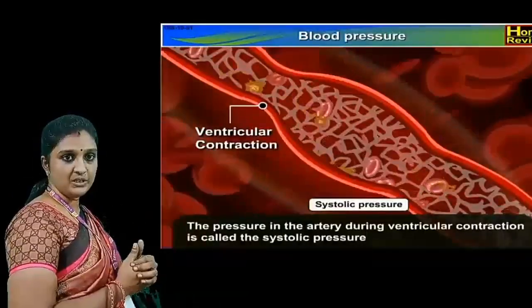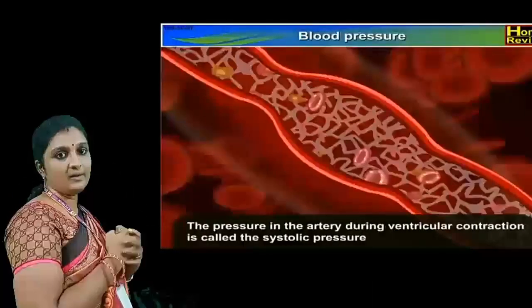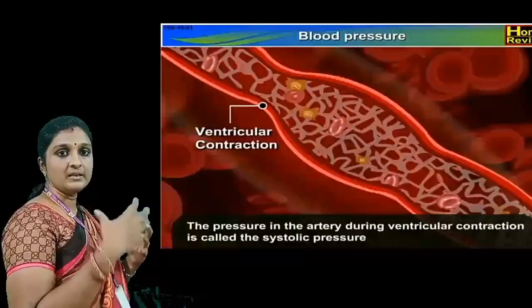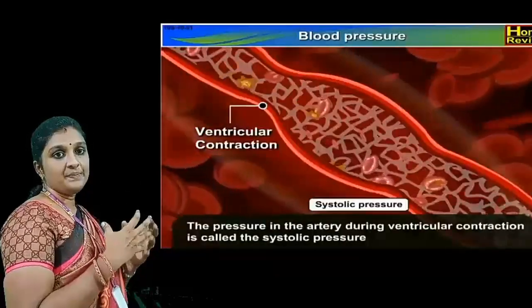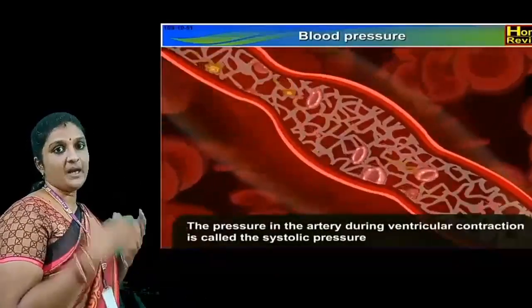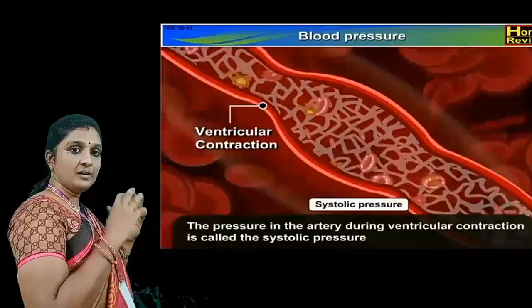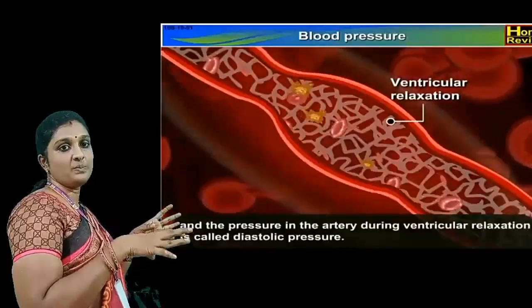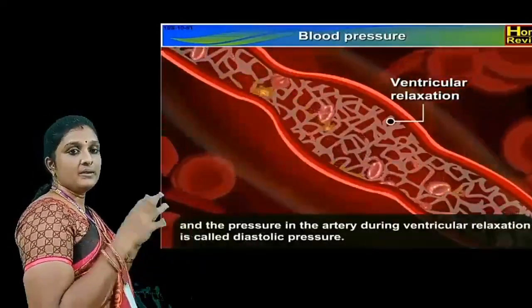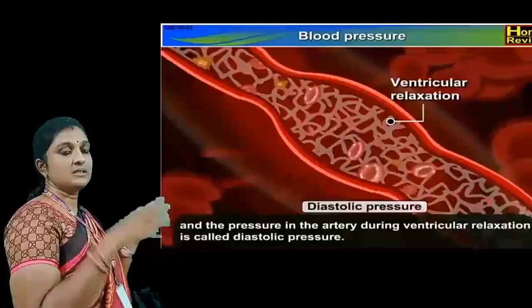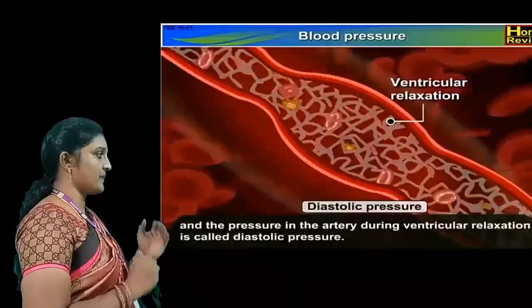What is systolic pressure? When the ventricle contracts, or is in systole, it creates a pressure. That pressure is called systolic pressure. And when the ventricle is relaxed, or in diastole, the ventricle is completely relaxed. That pressure is called diastolic pressure.